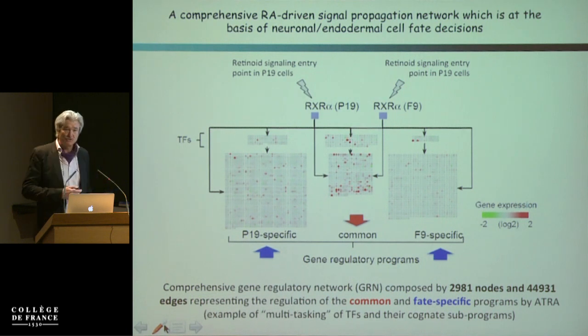So the first conclusion which we can derive from here is that the regulatory network, which is composed of a significant number of genes, we call them nodes, and of connectivities, so we have something like 44,000 connectivities, represents a mixture of common and fate-specific programs which are initiated by retinoic acid. I would call that an example of multitasking of transcription factors. So nature uses transcription factors not only for one program, also for another program where it is useful. So the resources are very elegantly shared.